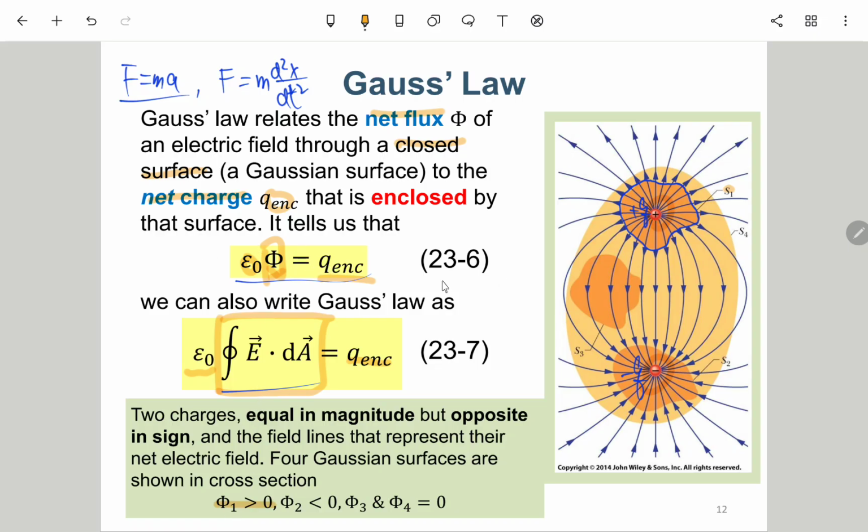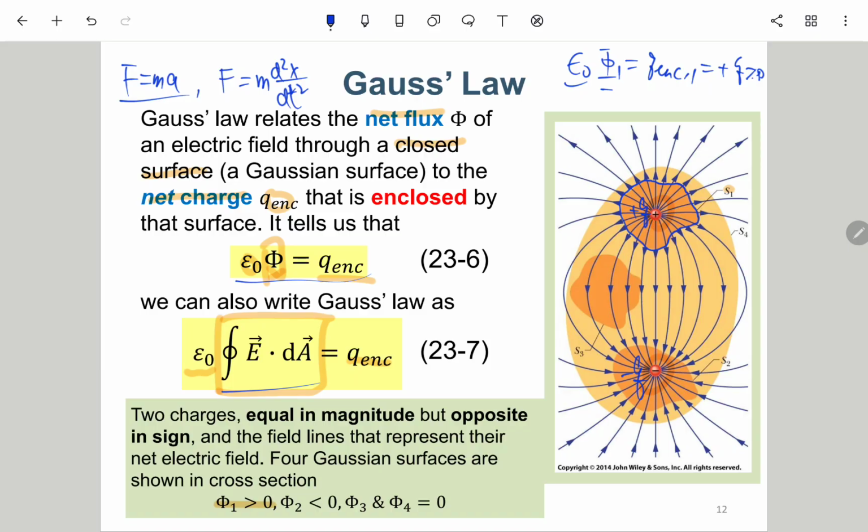So we consider it like this. For epsilon naught times phi 1 equals Q enclosed 1, this is nothing but plus Q here, which is larger than 0, and this one is also larger than 0. So phi 1 is larger than 0. We don't need to care about the magnitude here. The polarity of the flux is enough for this case.